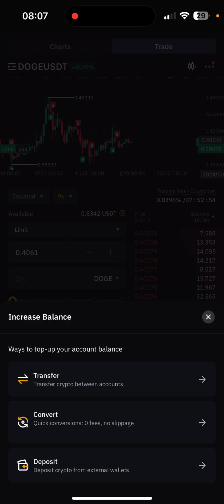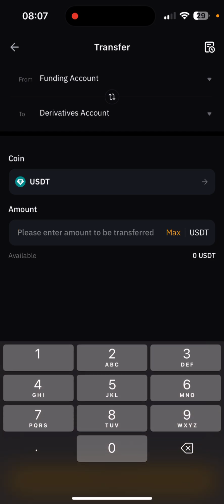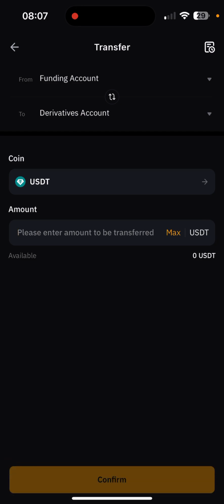So if you want to transfer, maybe you have some USDT already in your account but it's not in your futures wallet, it's in another account. You just click on transfer, and look up here, you're going to see funding account, derivative account. This derivatives account is the futures account. Say you have money in your funding account. All you need to do is enter the amount you wish to transfer to your derivative account, and just click on confirm.